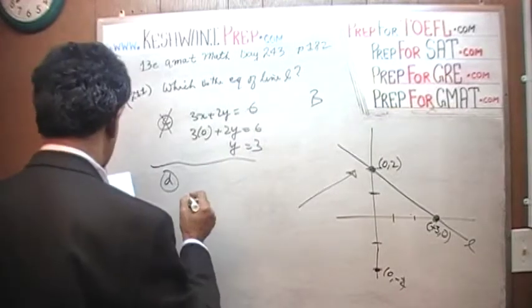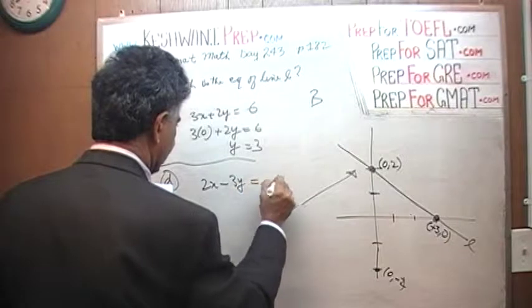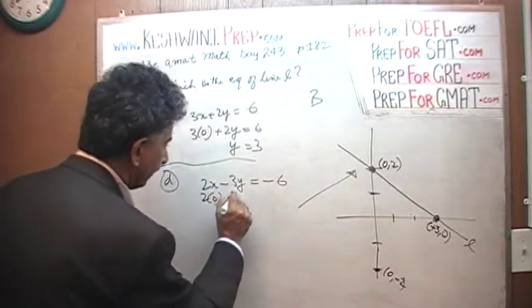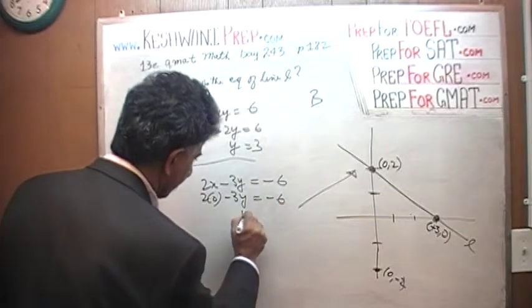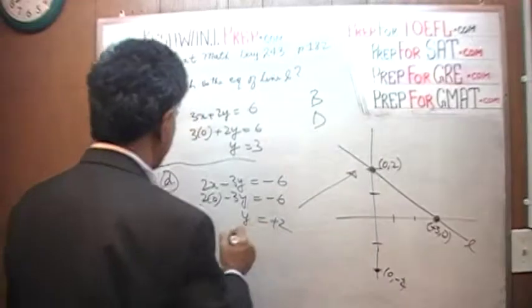Let's look at D. D says 2x minus 3y equals negative 6. Again, when x is equal to 0, we will get negative 3y equals negative 6, which will give us y equals positive 2. That does the job too. So D is a possible candidate.